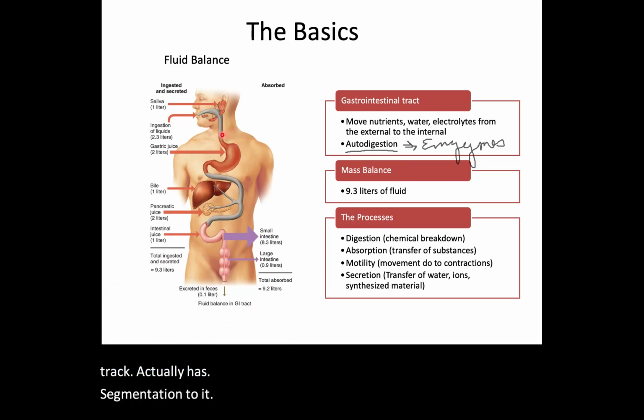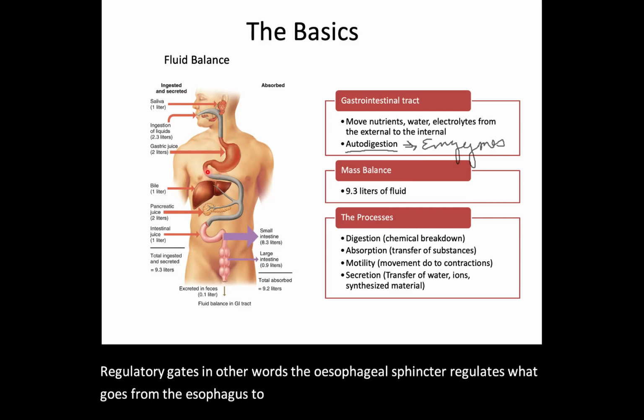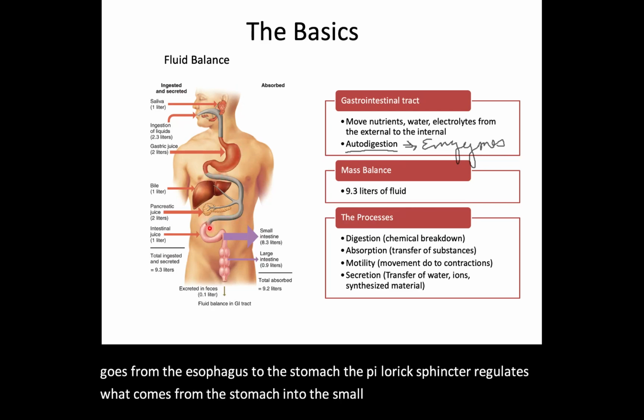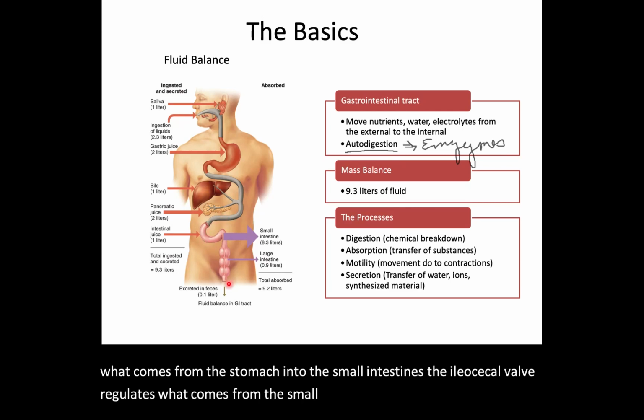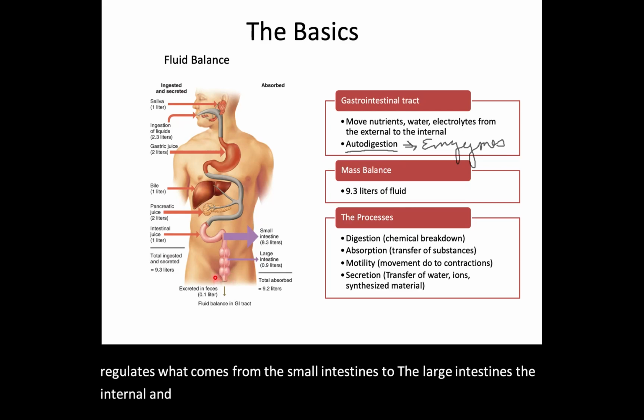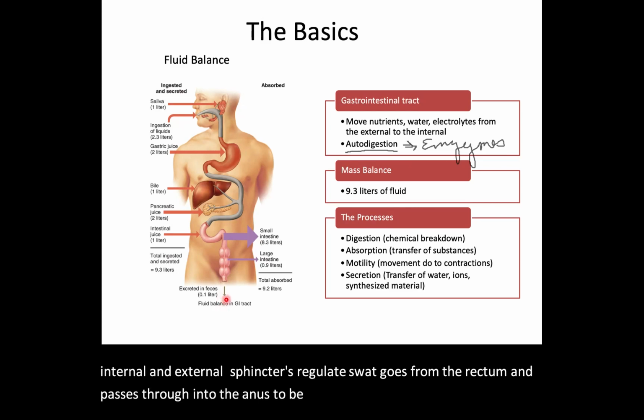So along the way we have regulatory gates. In other words, the esophageal sphincter regulates what goes from the esophagus to the stomach. The pyloric sphincter regulates what comes from the stomach into the small intestines. The ileocecal valve regulates what comes from the small intestines to the large intestines. The internal and external anal sphincters regulate what goes from the rectum and passes through the anus to be gotten rid of through the body.